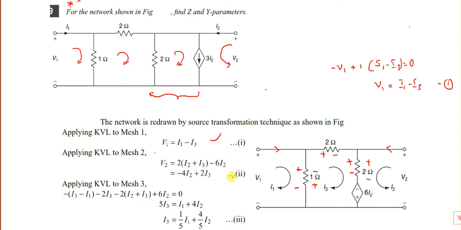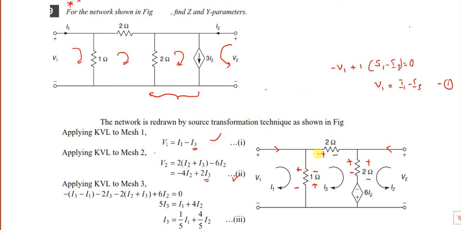So for equations 1 and 2, the Z parameter equations express V1 and V2 in terms of I1 and I2. But here the unwanted term is I3. Here also the unwanted term is I3. So you have to eliminate I3. How to eliminate I3? You have to apply KVL for mesh 3, get an expression for I3, and substitute the value of I3. Then you are going to get V1 in terms of I1 and I2 only. Similarly, V2 in terms of I1 and I2, so that you can compare with the standard equation and tell the answer directly.